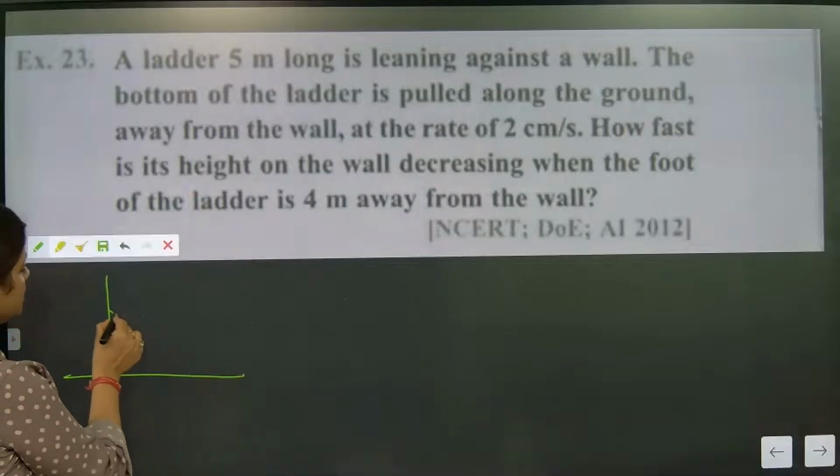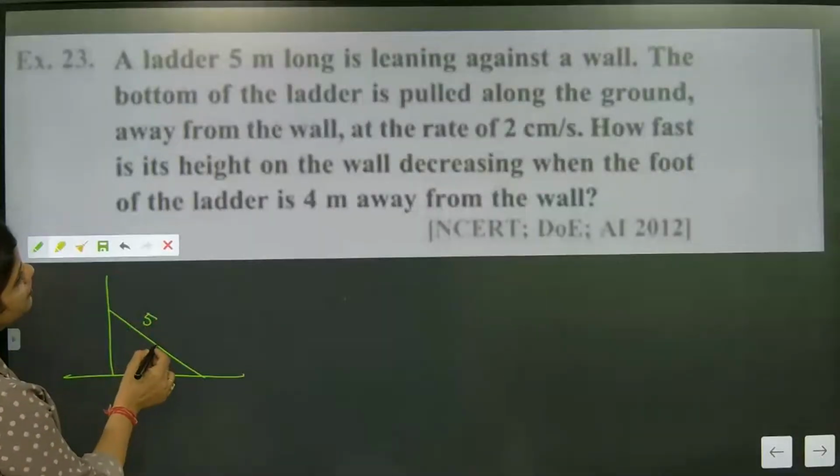Sanjana, good evening, beta. It is exactly, Sanjana, the paper was very bad, yaar.